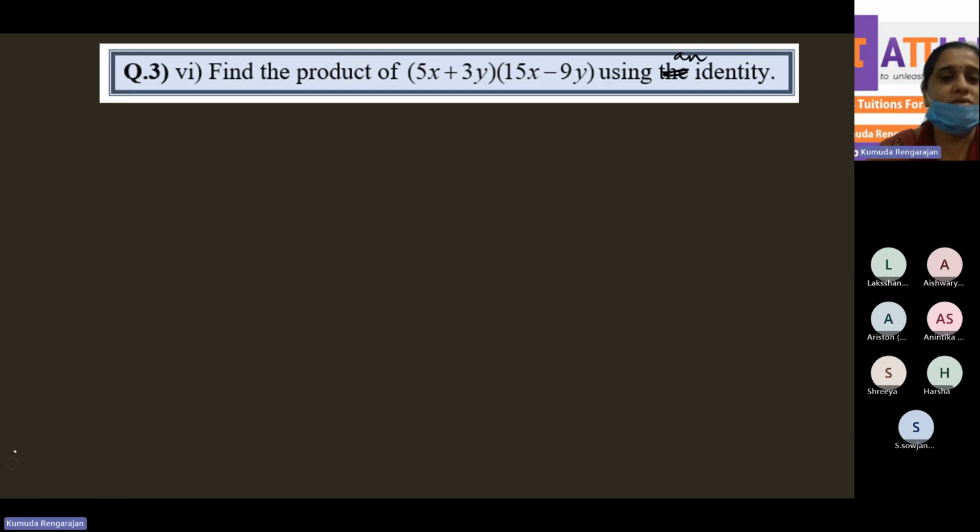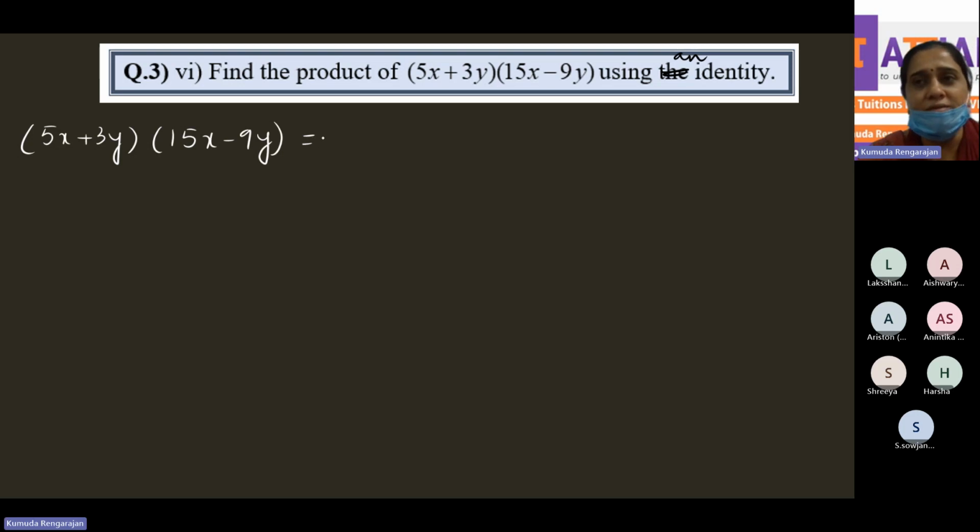Okay, so what is given to us is 5x plus 3y into 15x minus 9y. Now you can see that in the second term, there is something common between 15 and 9. What is that? What is common between 15 and 9?